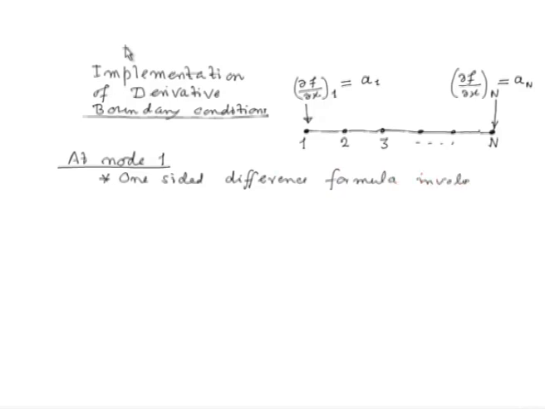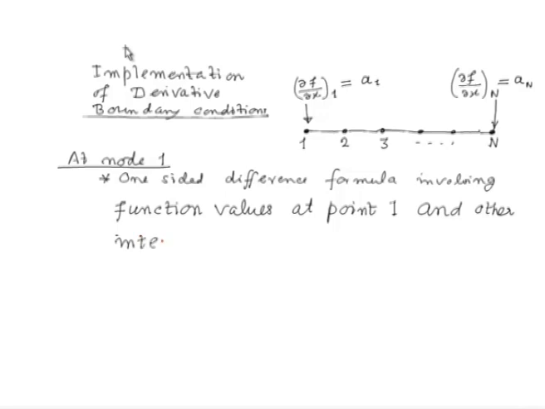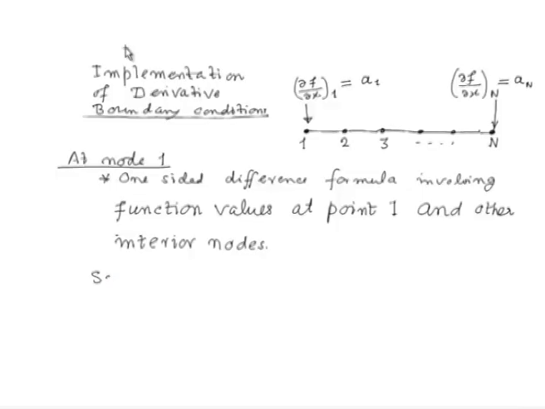involving function values at point 1 and other interior nodes. Okay, the simplest option is, of course, we use a forward difference scheme. So, the simplest option is the 2-point forward difference scheme, which we just saw in our slide.